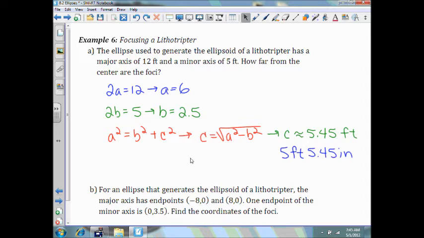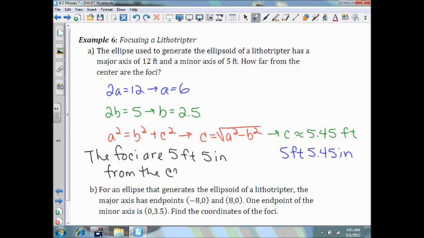So how far from the center are the foci? Well, the foci are 5 feet, 5 inches from the center. So what that means is the lithotripter's UHF source will be 5 feet, 5 inches from the center. The person's kidney will be 5 feet, 5 inches from the center on the other side.